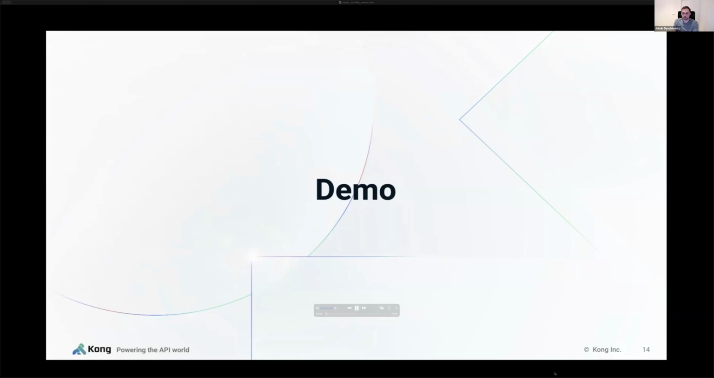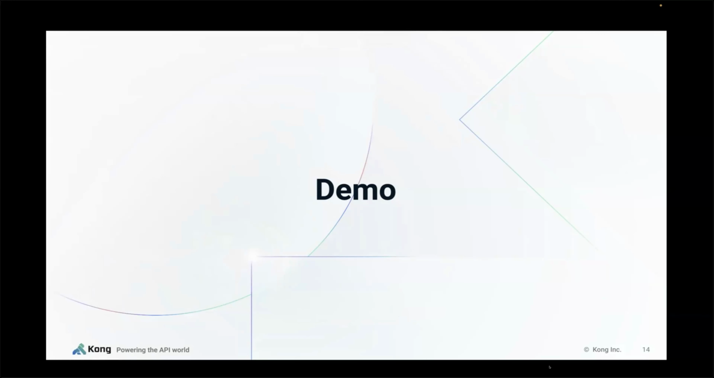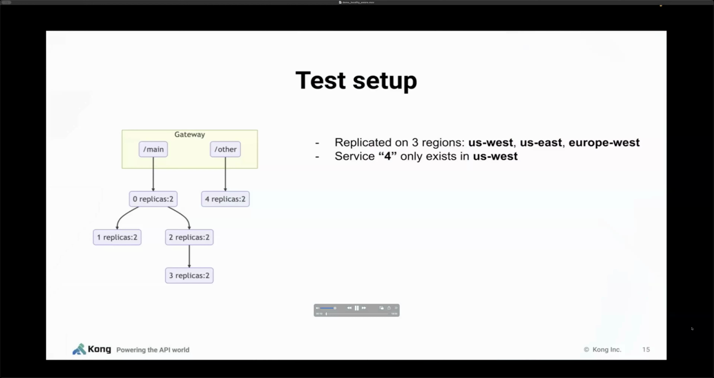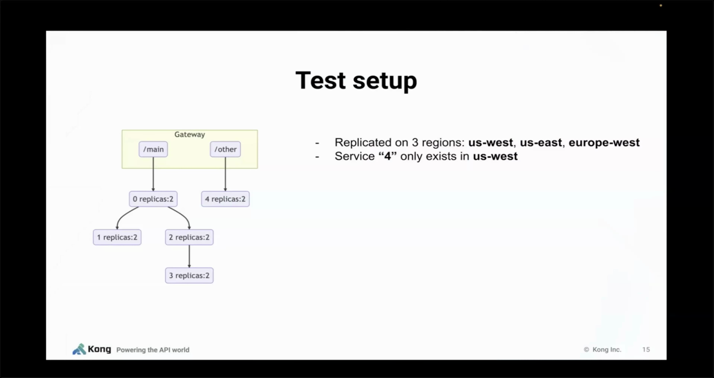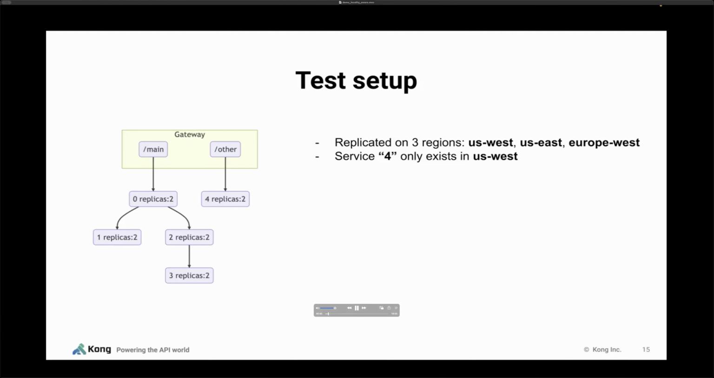Hi, so in this demo, you're going to do something quite standard. You're going to have an application that is composed of a gateway and a set of microservices. And we're going to deploy this same application in 3 different regions, right? So the gateway will have 2 endpoints, a /main endpoint and a /other endpoint. The /main endpoint will lead to a tree of services that call one another, like 0 will call 1 and 2, and 2 will call 3. And then the /other endpoint will call service 4.